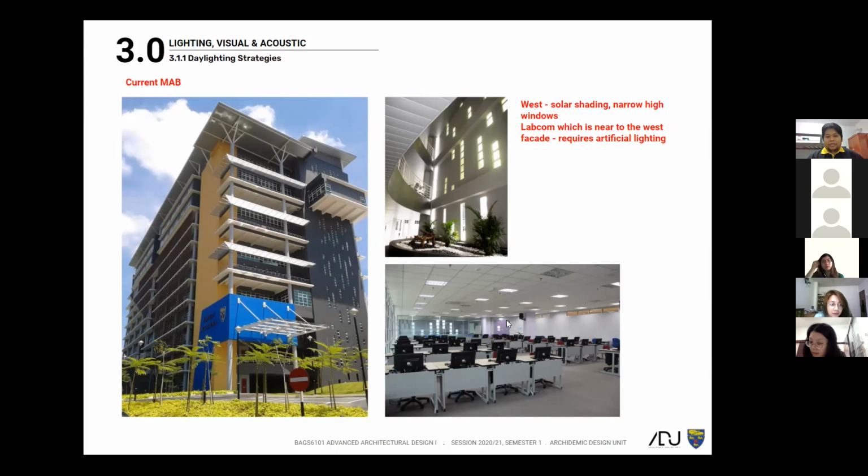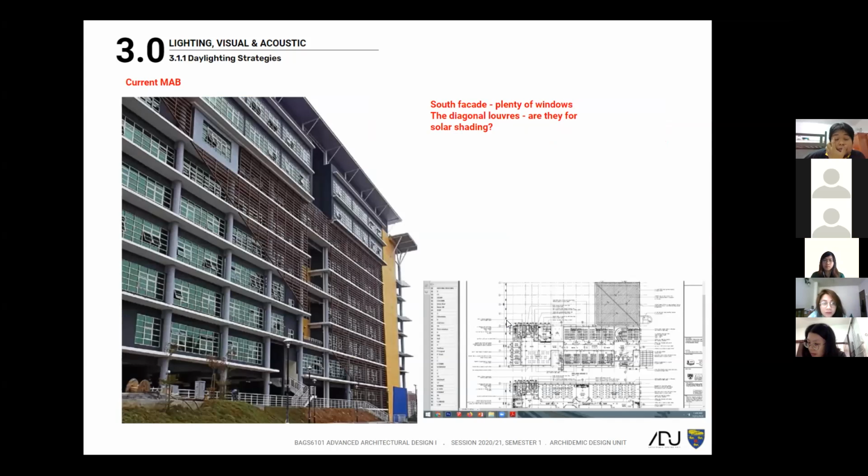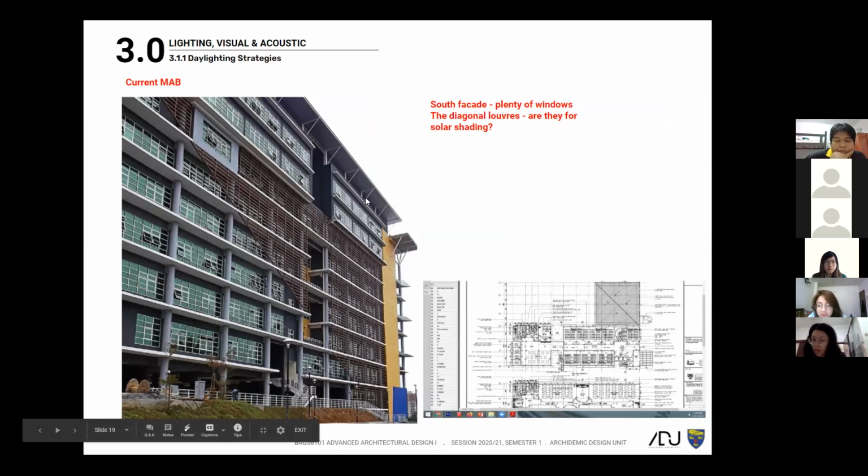Right. Next. Yeah, this is the south facade. Looking at a glimpse of the plan, it looks like it's quite a deep plan. So I think even when you have daylighting at the side, I don't think you can get sufficient daylight at the middle. So the question is, how can we bring natural light into this deep plan?